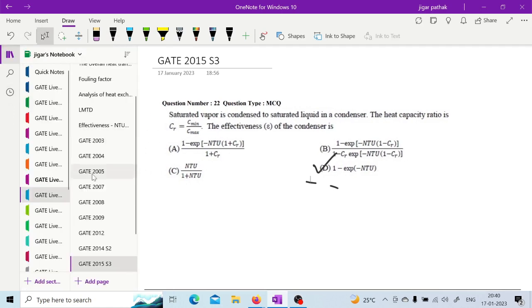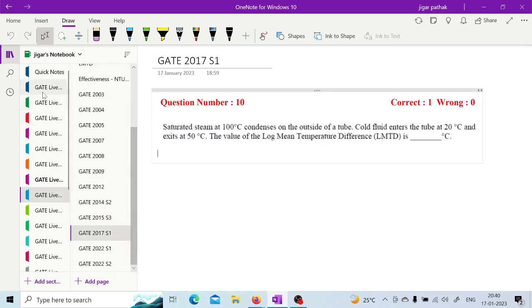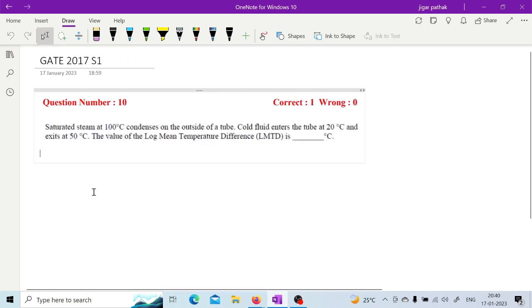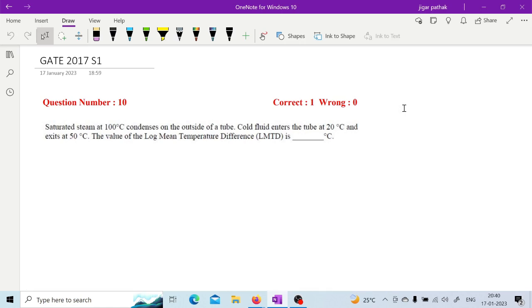Now if we go to the next one, saturated steam at 100 degrees centigrade condenses on the outside of a tube. The cooled fluid enters the tube at 20 degree and exits at 50 degree. The value of LMTD, can anyone tell? It's simple only.